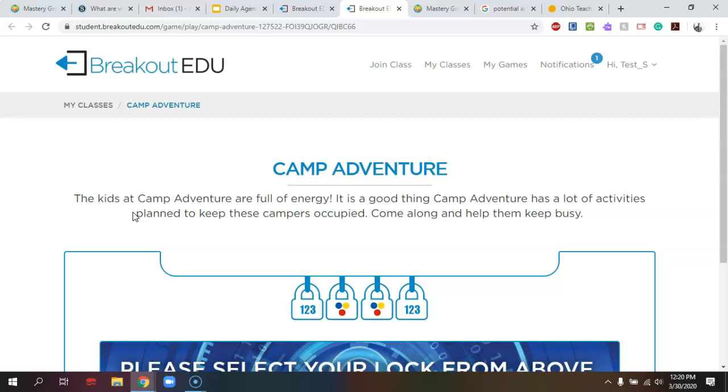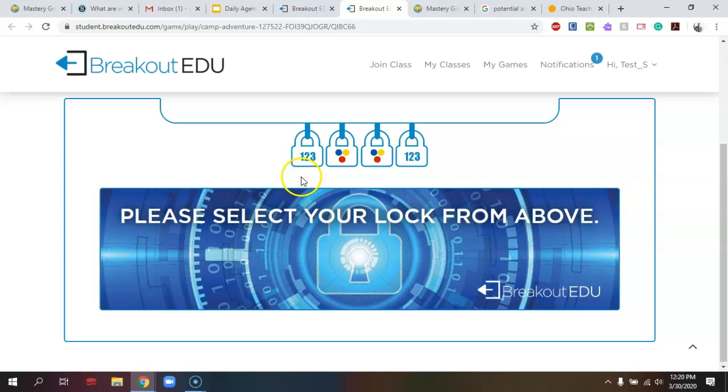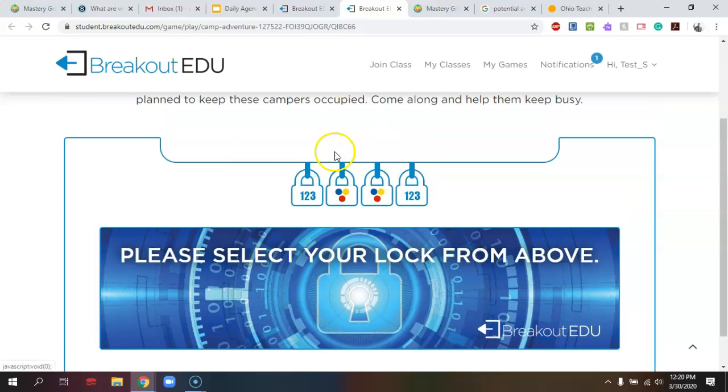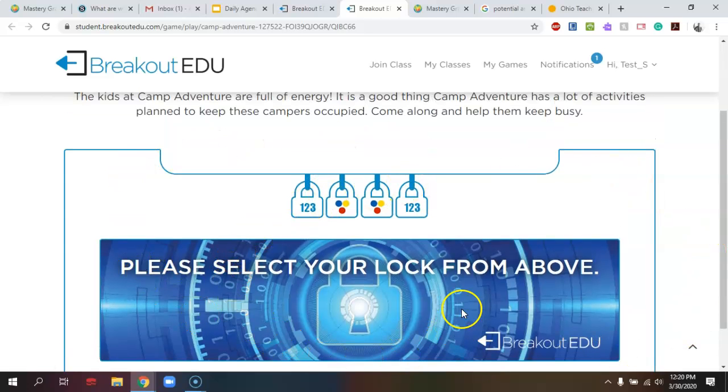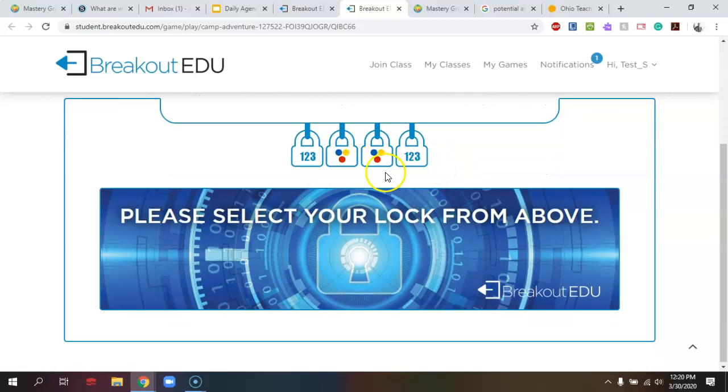You're going to play this game, and you can work on this with a partner. I think it'd be cool if you guys did something like FaceTime or something like that. You're going to go through and click these locks. This is the box here. You have 4 different locks: 2 numbers and 2 color locks.